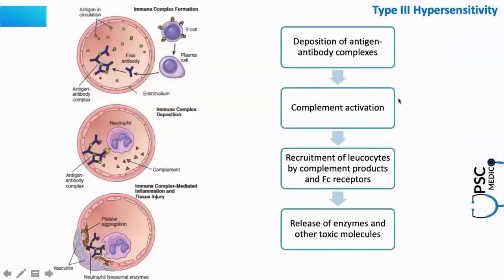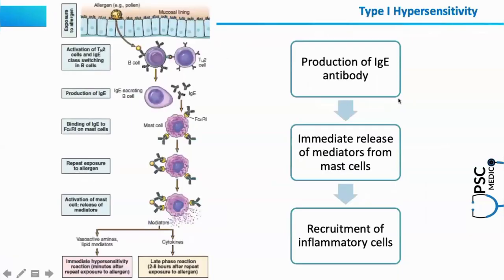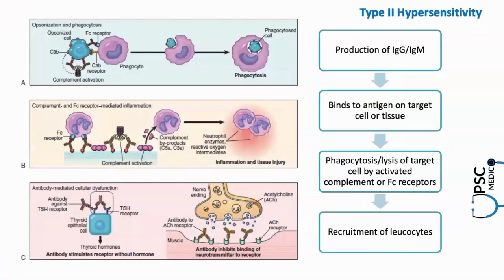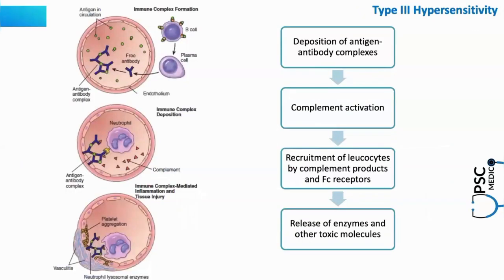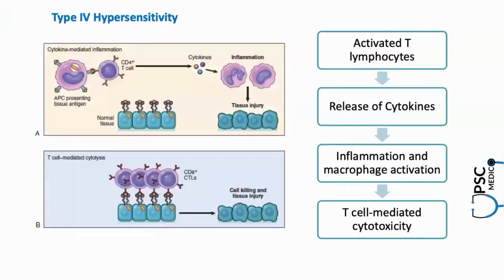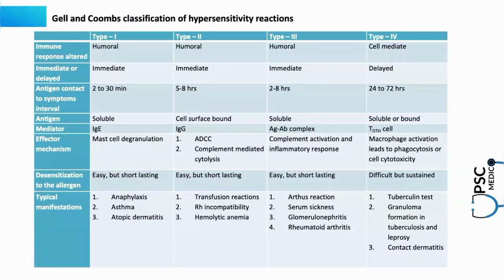So we're done with the mechanism. Type 1 is IgE, type 2 is IgG and IgM, type 3 is antigen antibody complex mediated, and type 4 is cell mediated hypersensitivity. So this classification will summarize our discussion. This is the Gell and Coombs classification of hypersensitivity reaction. We have types 1, 2, 3, 4.